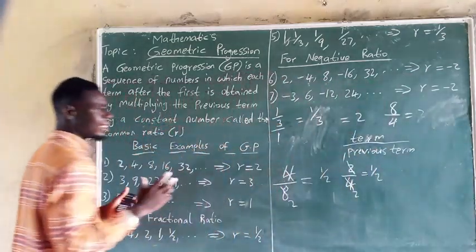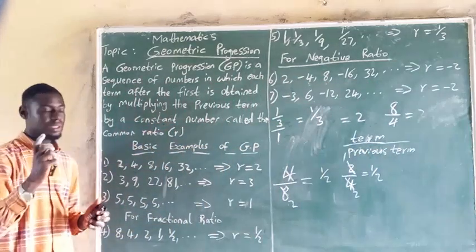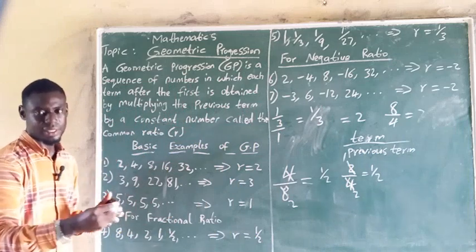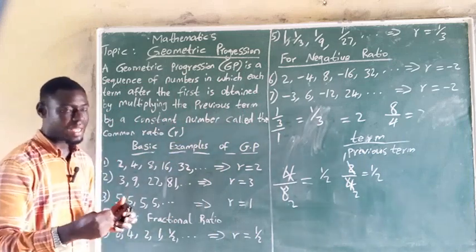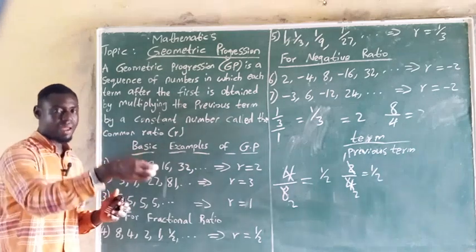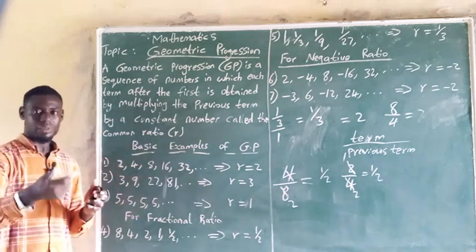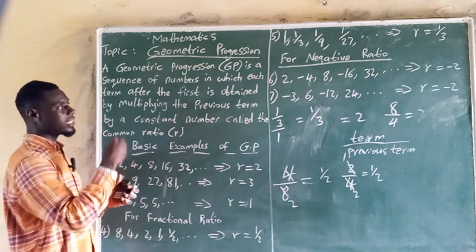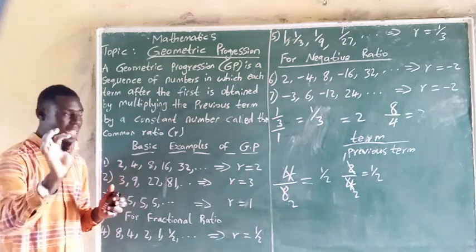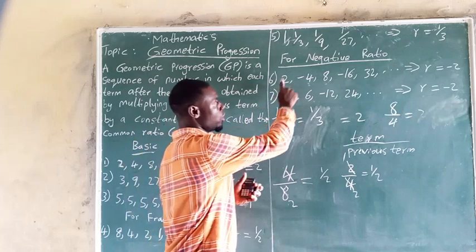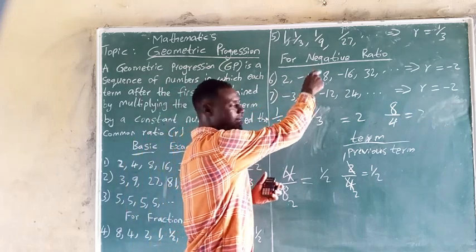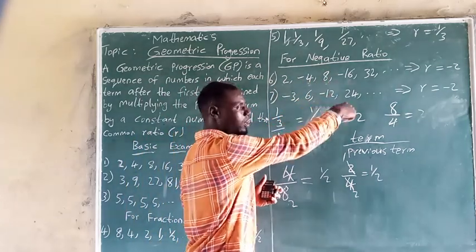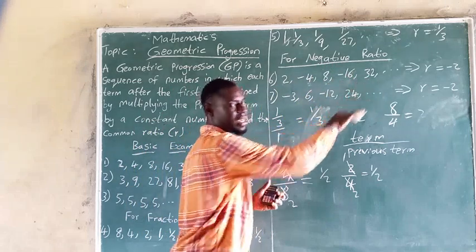We must first of all identify the common constant. For us to identify the common constant, we divide a term by the previous number. When we divide the term by the previous number, we always have our common ratio. When you use that common ratio to multiply the first term, you get the second term. Use it to multiply the second term, you get the third term. Use it to multiply the third term, you get the fourth term, and it continues.